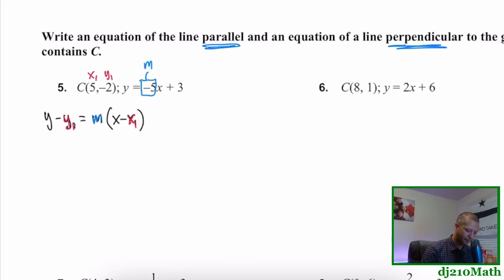We just rewrite it. Y minus, in this case, y1 is negative 2. So the first mistake that you have to avoid is the negative in the equation and the negative in the point. M is negative 5. X minus x1, in this case, is also 5. Okay, there's the point slope form.